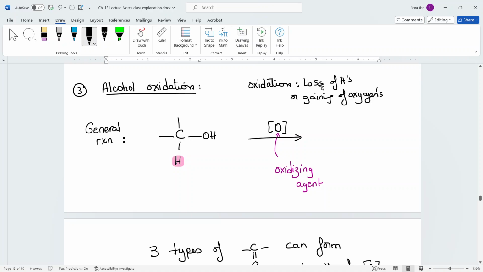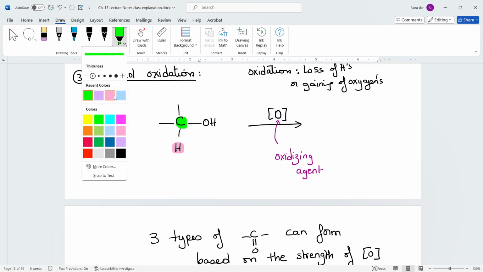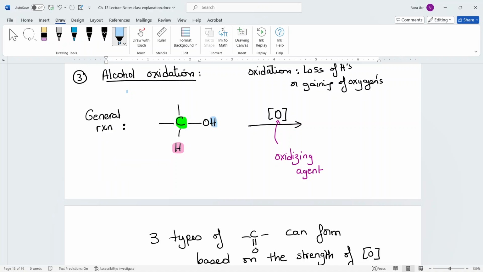With these types of reactions, we have different products based on the type of oxidizing agent that we are using. But in all of the cases, what we are doing here is losing hydrogens. All you need to do is locate the carbon that is connected to the OH. The rule for these reactions is that the OH will lose a hydrogen, and you will lose a hydrogen from the carbon as well.